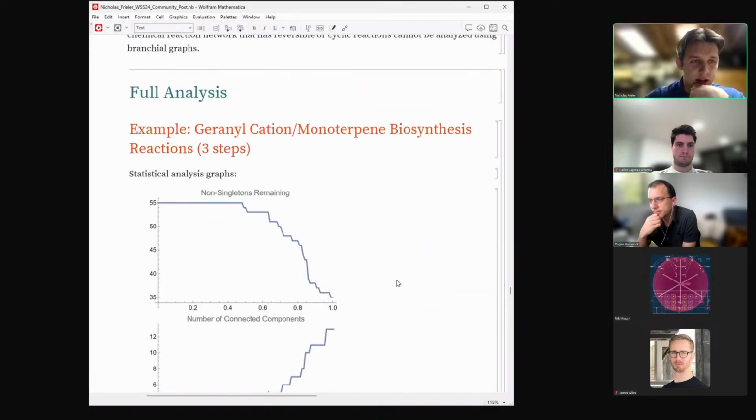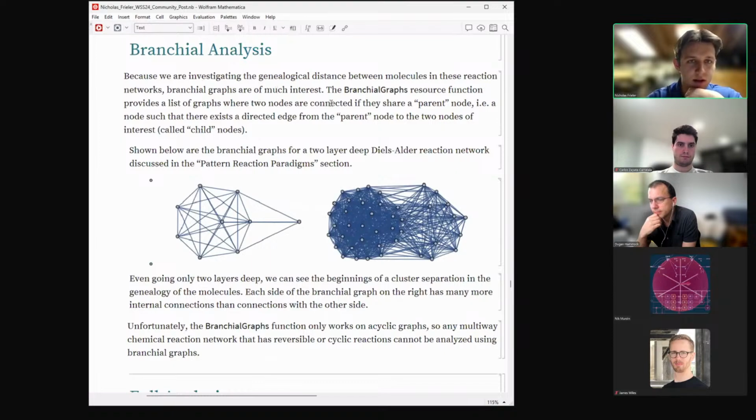So branchial analysis, let's see. Yeah, so the way it works, as I understand it, if you have a multi-way graph that doesn't have these directed cycles, you have like one starting node, then you have a clear progression of how many generations it takes to get to a particular molecule, or the minimum number of generations. And then you can talk about, okay, out of the ones in this generation, which ones share a parent? And so you kind of see here, right, in this graph here, the group on the left, it seems to be just one complete graph. And so they all seem to share a parent node. And then there's some on the edges that only share a parent with like half of the ones in here.